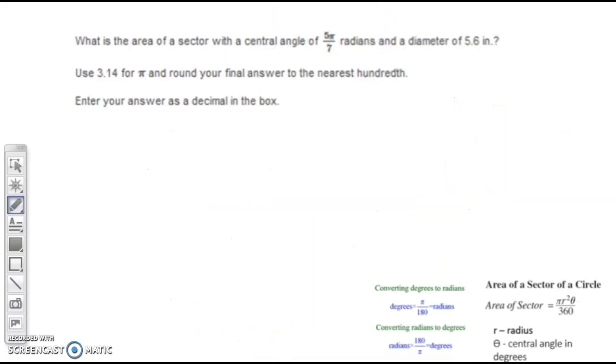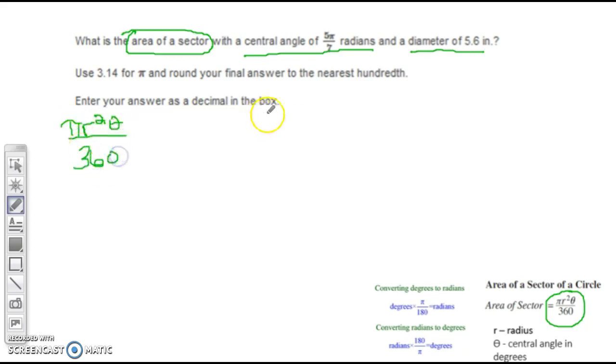All right. This one says, what is the area of a sector with a central angle of 5 pi over 7 radians and a diameter of 5.6? Okay. So I'm dealing with area of a sector. So I'm going to go ahead and pull my area of a sector formula. Pi times radius squared times theta over 360. We know we have to convert radians to degrees. So I'm going to start with that.